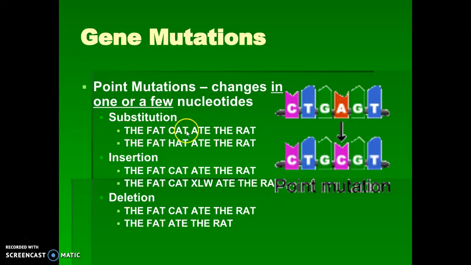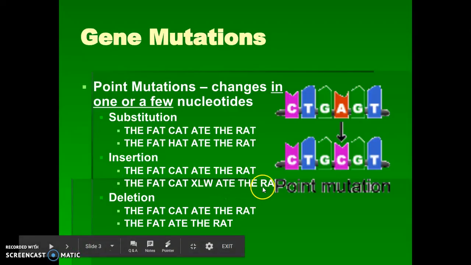Here, this is going to be your normal gene on top. This is the mutated gene on the bottom. If you notice, the substitution happens here. Insertion means you're going to put in an extra sequence. So again, normal, and then this is your insertion. We inserted right there. Deletion means you take away. So we deleted right here.